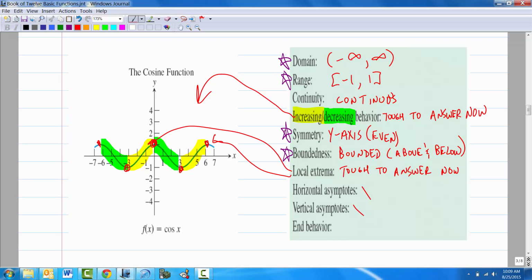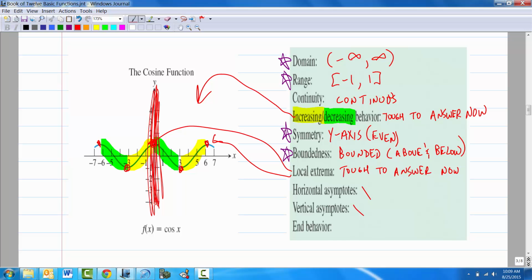So cosine looks almost exactly like sine, except it's shifted a little bit. And actually, when you look at this, look at the y-axis. What kind of symmetry does it look like cosine has that's a little different than sine? It's even. It has y-axis symmetry. Actually, cosine is just a shifted sine, but we do want to make those distinctions.